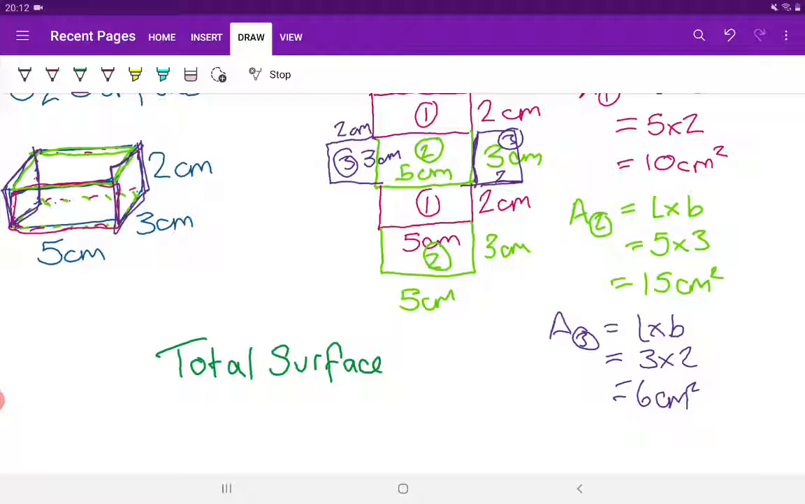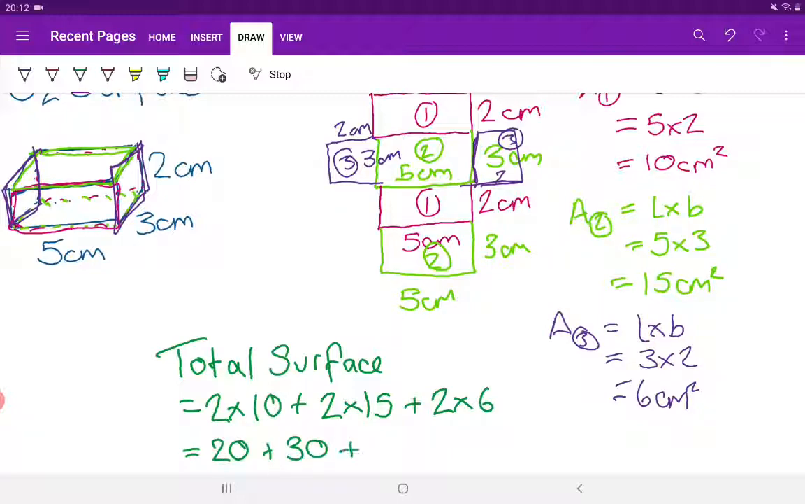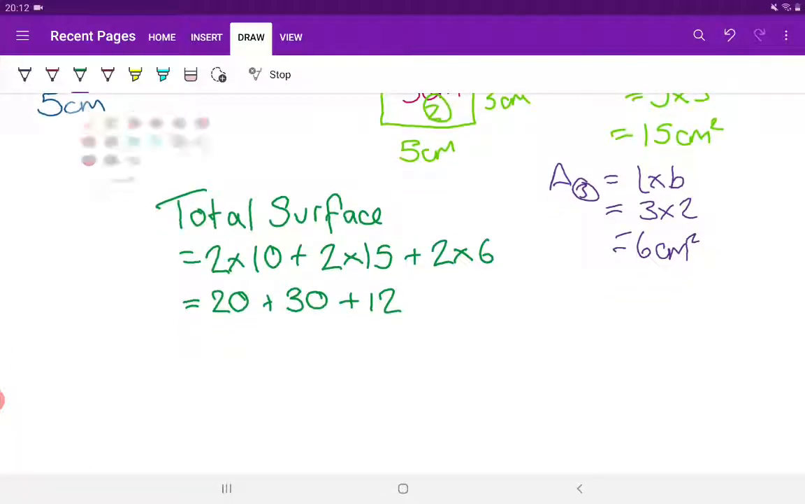Okay, so we said we've got 2 rectangle 1s, so that's 2 times 10. We've got 2 rectangle 2s, so that's 2 times 15. And we've got 2 rectangle 3s, which is 2 times 6. So 2 times 10 is 20, 2 times 15 is 30, and 2 times 6 is 12. And we add all that together. 20 and 30 is 50, add 12 is going to be 62 square centimetres. Remember, square centimetres because it's an area. Okay, so that's how to tackle the surface area.